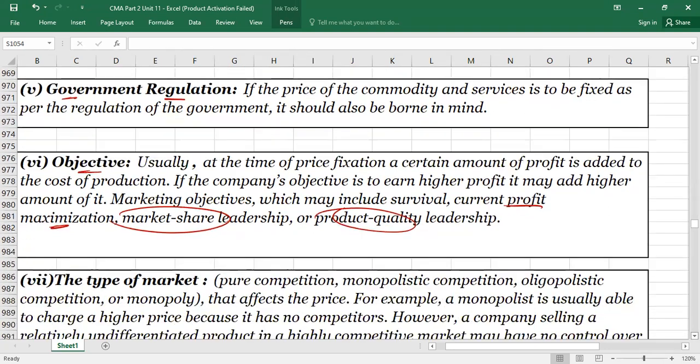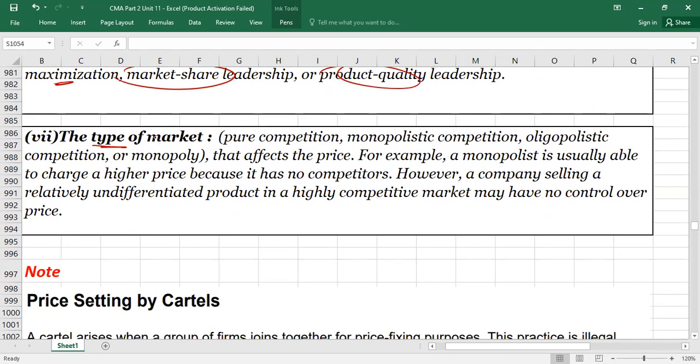Then, guys, you also need to consider the type of the market in which you are operating. Maybe you are under perfect competition, or monopolistic competition, or oligopolistic competition, or maybe you have a monopoly. So you have to decide which market you are in. For example, if you have a monopoly, you do not have any close substitutes of your product, right? At that time, you can charge slightly higher prices. Obviously, if you charge an extra high price, the customer may stop using your product, and you may lose the customer.